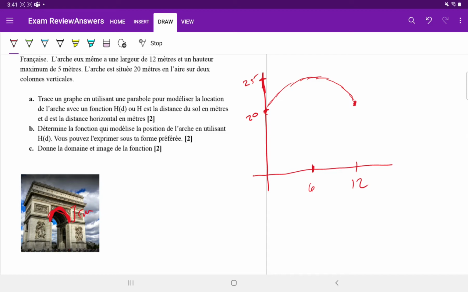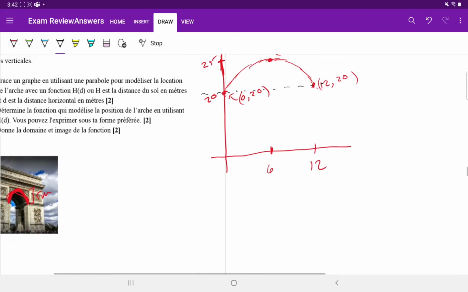What is the function that models that? There are lots of different ways we can do this. The first way is to recognize that I can just use vertex form. I know the vertex, which is 6, 25. I know a couple of points I can plug in, where this is 12, 20, and this is 0, 20. I can even use factored form and pretend that this is my x-axis and say x times x minus 12, and at the end translate it up 20 by adding 20. I suspect most students would just use vertex form. That's how I'm going to solve it, but I will show the other way at the end of the video.